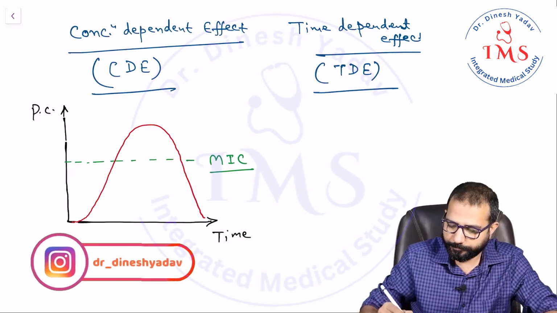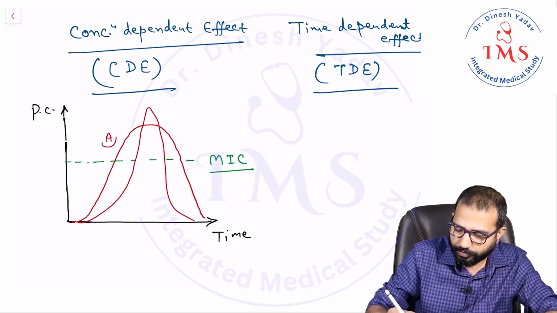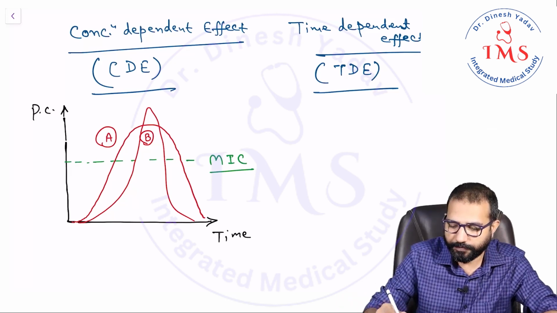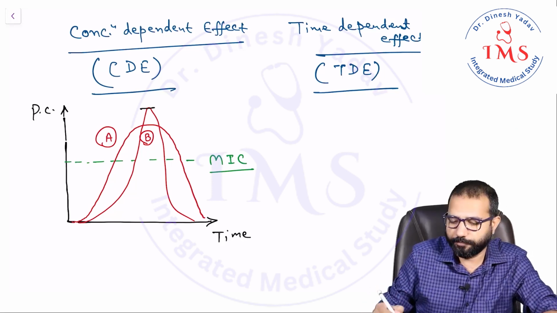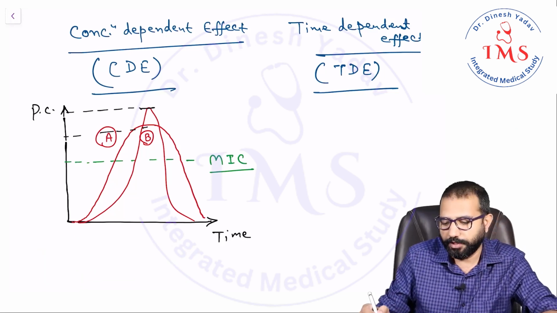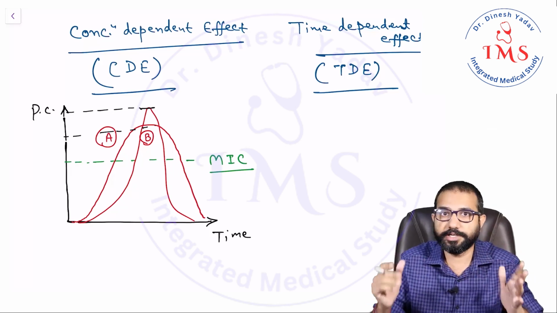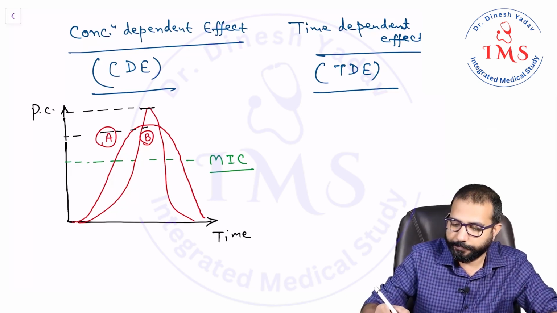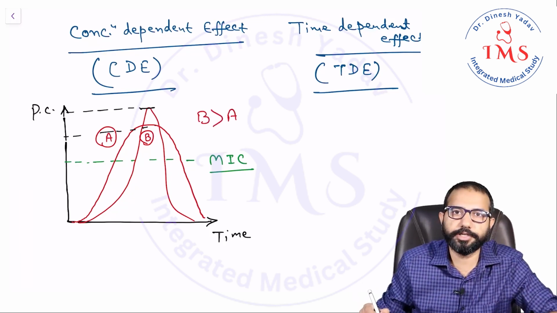Suppose there are two drugs, this one is A and this one is B. Now, in concentration dependent, what you have to see is the maximum concentration of these two drugs. B has a higher concentration than drug A. Don't see the duration, only see the concentration. The concentration of B is more than A. So that's why B is more effective than A, because its effect depends on the concentration.